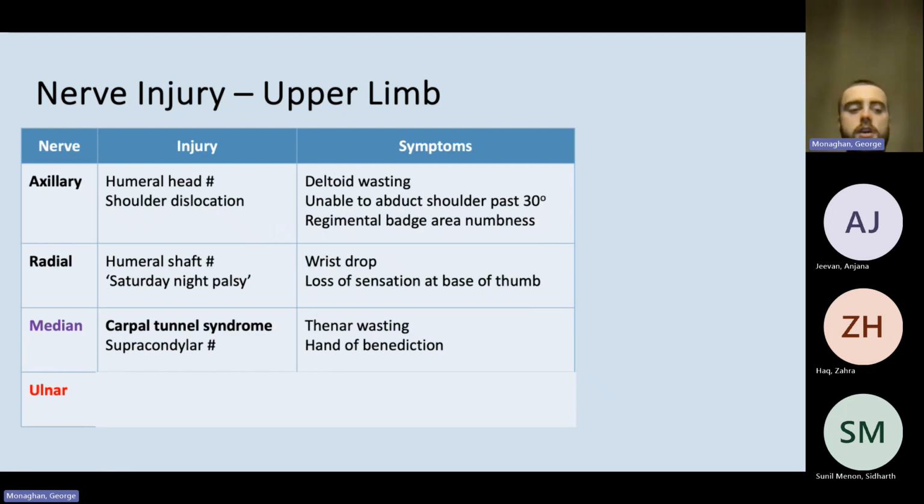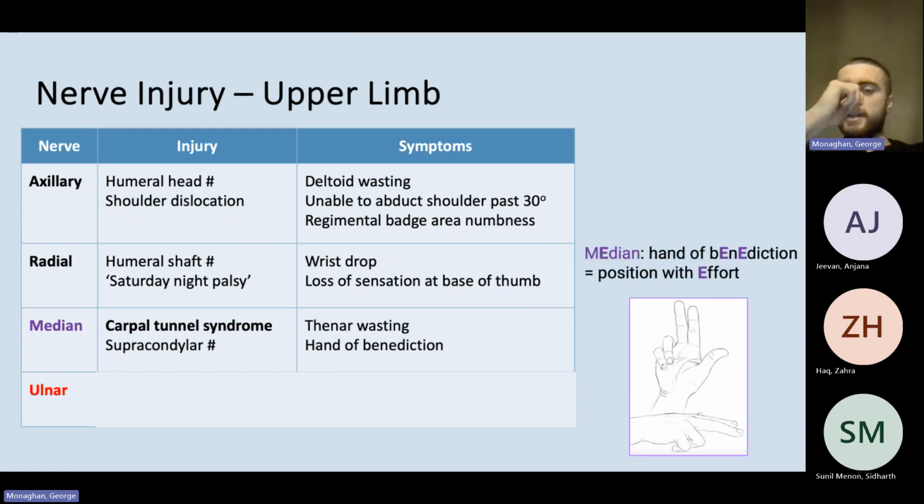And then median nerve. A big one is carpal tunnel syndrome and a supracondylar fracture as well, but the main one here is carpal tunnel syndrome. We have thenar wasting and hand of benediction. So hand of benediction is what we're seeing here. This patient is being asked to make a fist, but their first 3 fingers stay in the same place, while the little finger and the ring finger both move in the fist direction that you'd expect.